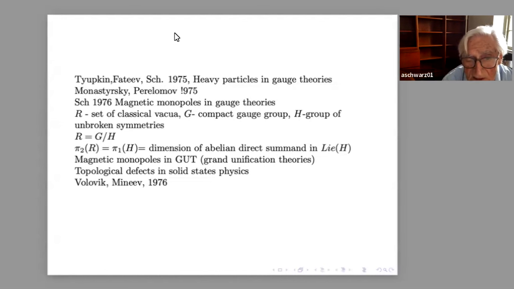And later, this topological quantum number was identified with magnetic charge. This was done in my paper written in 1976. This was really a very important discovery because it predicted that there are magnetic monopoles in any gauge theory that has a simply connected compact gauge group.